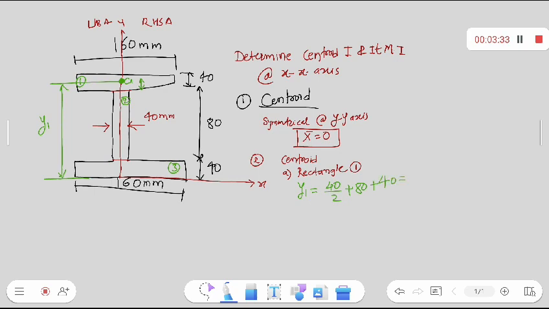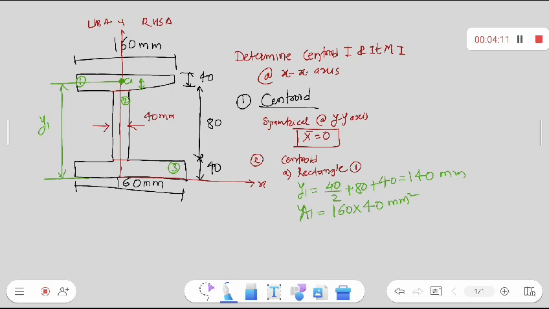So I am doing the calculation in the calculator. 40 by 2 is 20, plus 80 plus 40. So the answer is 140. Now, this is about rectangle 1. Then I need to write down the area also. Rectangle 1 has a size of 160 by 40, so 160 into 40 mm square. This is the area.